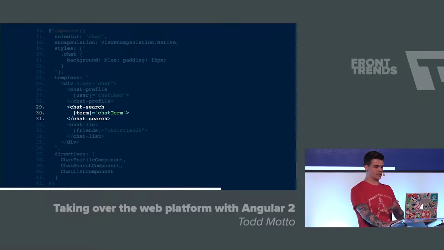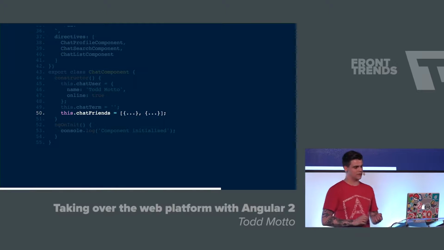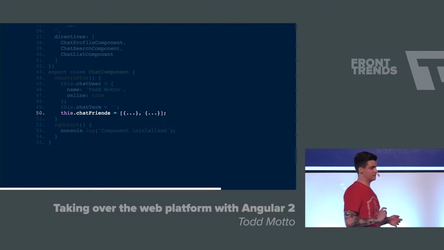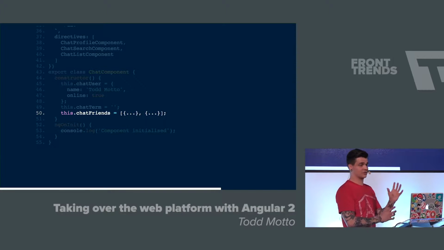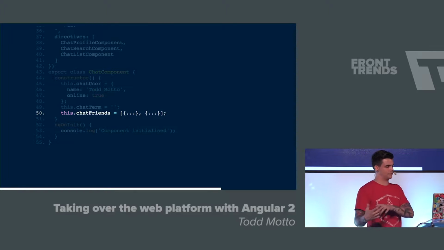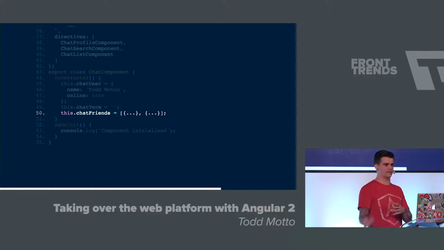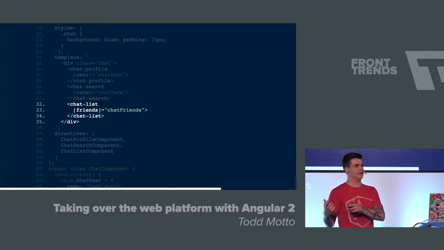We can then pass the chat term in, and then we can have this .chat friends. I have 2 friends in my chats because I don't have any friends. So these are just an array of objects which we can then pass down into the chat friends component. In the chat list component, we render them out. If we want to click on one, we can then send an event up. And again, we just use square brackets. We pass in that piece of data.